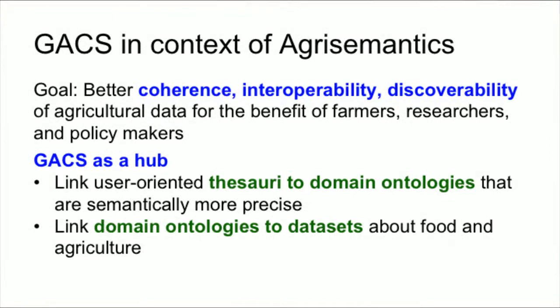So we see GACS as a hub for linking indexing thesauri and user-oriented thesauri to domain ontologies that are semantically more precise. And this is in the context of a situation where domain ontologies are linked out to data sets about food and agriculture.